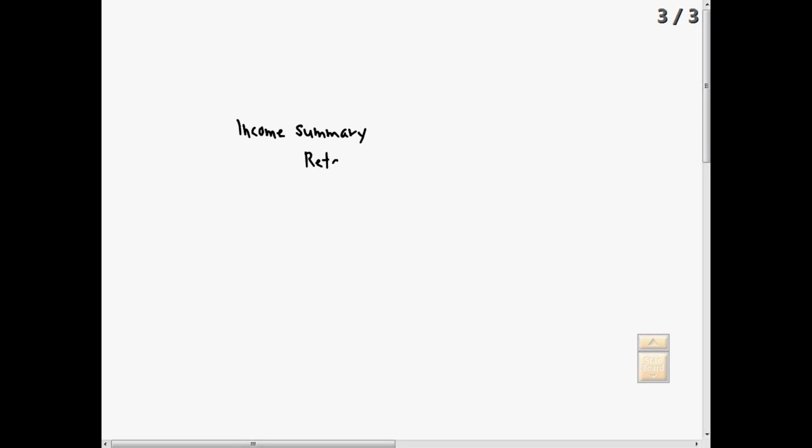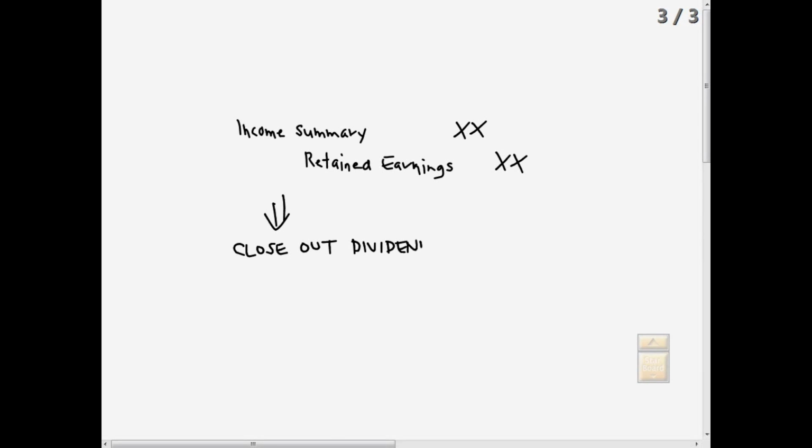Now, why am I making income summary a debit and retained earnings a credit? Because do I have a debit balance in income summary? I have a credit balance, right? Which is good, which means I earned more than I expended. How much more? You have to go back and look it up. I don't remember what it was, like 287,290, something like that. Okay, so I'm going to close this out to income summary, and then I'm going to close out dividends. So I can write retained earnings.